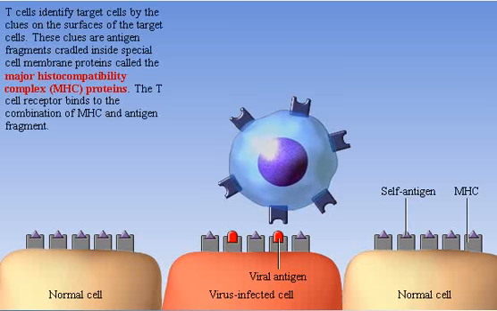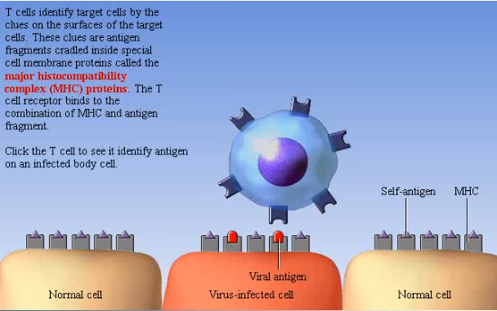T cells identify target cells by the clues on the surfaces of the target cells. These clues are antigen fragments cradled inside special cell membrane proteins. These proteins are called the Major Histocompatibility Complex (MHC) proteins. In Topic 6, we will learn more about how antigens end up on the cell surface bound to MHC proteins. For now, what you need to know is that the T-cell receptor binds to the combination of MHC and antigen fragment. Click the T-cell to see it identify antigen on an infected body cell.